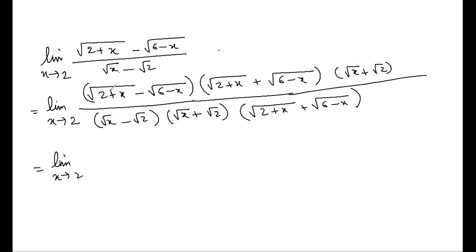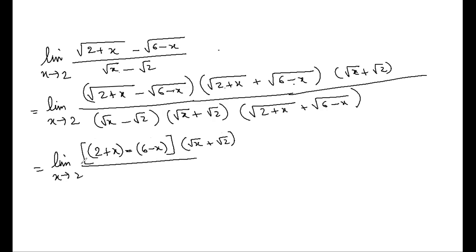Tell me what this became. A minus b into a plus b, a square minus b square. Can I write 2 plus x minus 6 minus x directly? Yes, sir. One step I cut down this time. And this term is root x plus root 2 here. Same way here, root x minus root 2 into root x plus root 2 became x minus 2. I got the common factor. I hope you are following. Yes, sir.